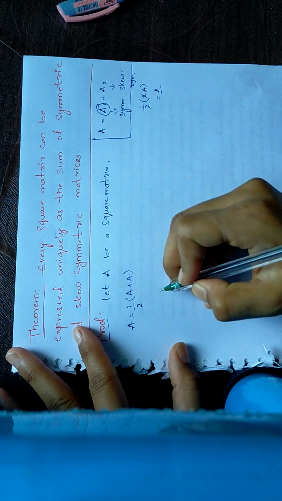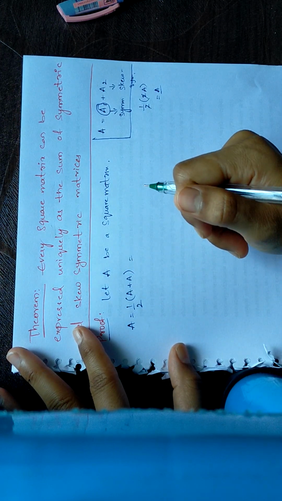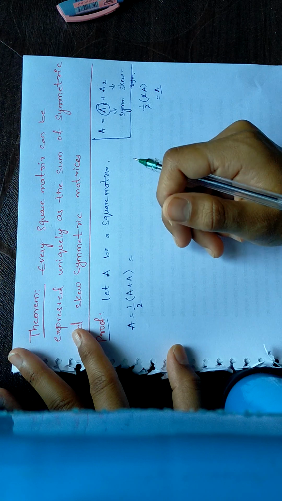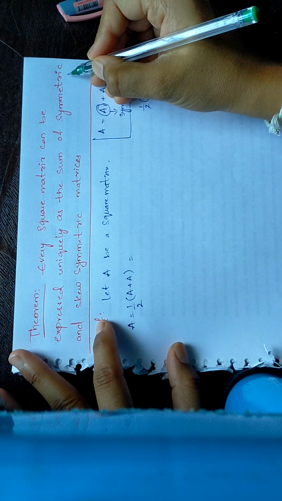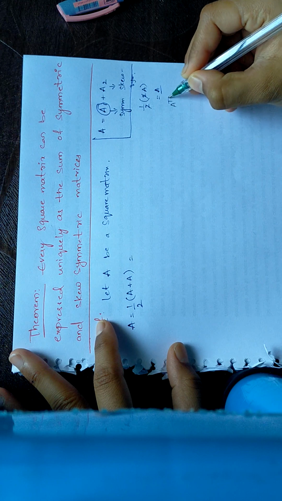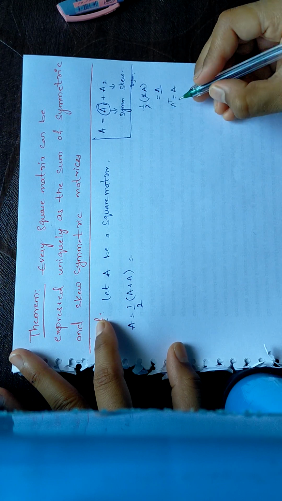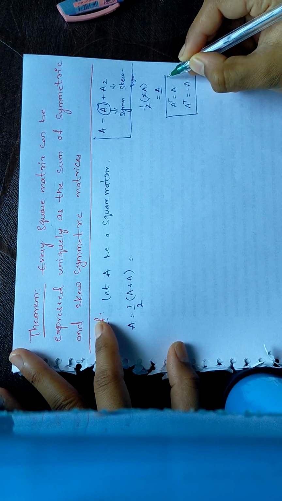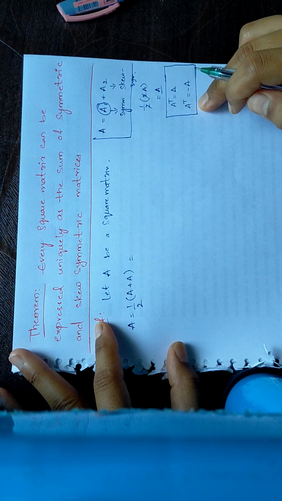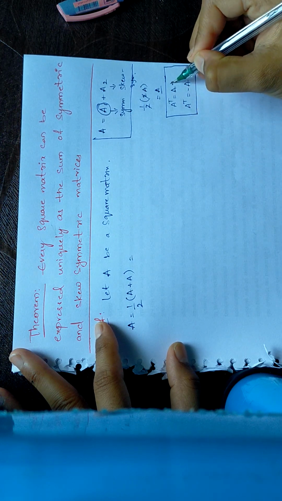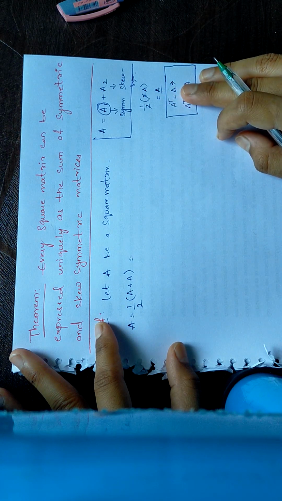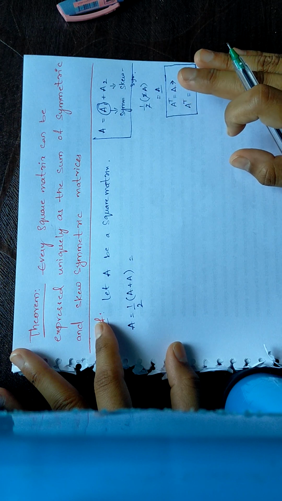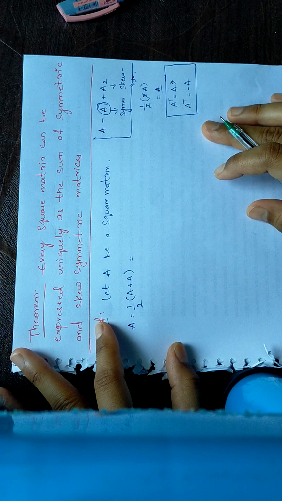Now I want to add A transpose to this and subtract it, so that the value will not be changed. Why am I taking A transpose here? Because we know that a symmetric matrix means A transpose equals A, and a skew symmetric matrix means A transpose equals minus A. So if A transpose equals A and A transpose equals minus A, then we say that these two matrices are symmetric and skew symmetric, right? So for both, we need A transpose, so I'll add A transpose here.